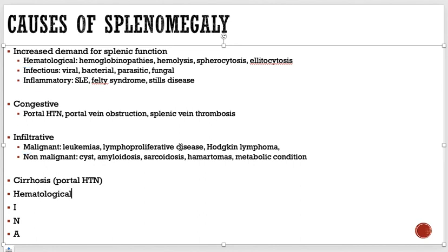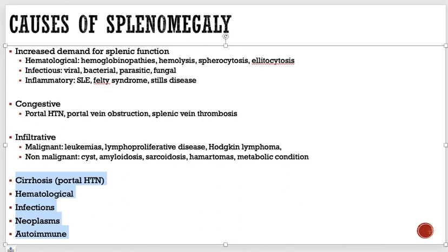All this one. I is for what? Infections. All this one. N is for what? Neoplasms. All this one. And A is for what? Autoimmune, all this one. So again, a very important mnemonic to remember the causes of splenomegaly.